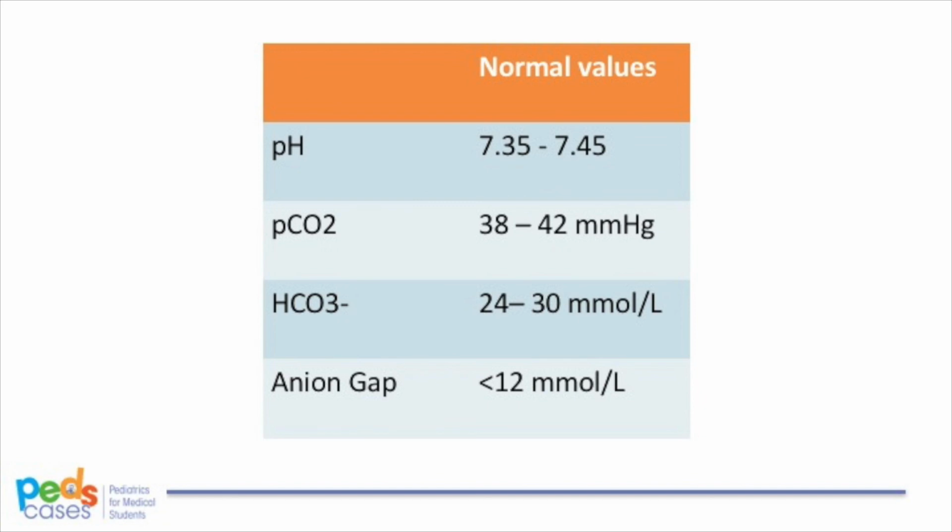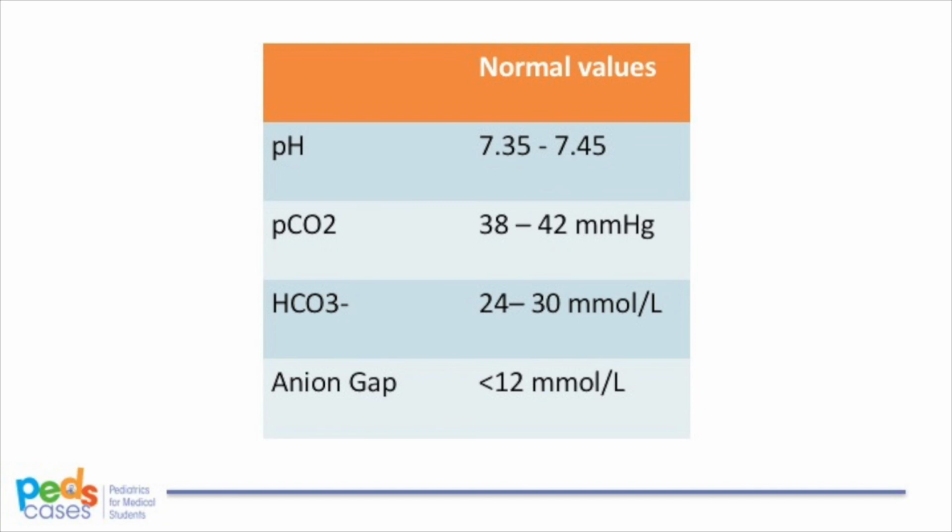Number 4. Now look at the bicarb and compare to normal values, which is normally 24 to 30 millimoles per liter. Is the bicarb low? Next, look at the pH. If the bicarb is low, suggesting a base deficit, and the pH is low, then it's a metabolic acidosis. Is the bicarb high? Next, look at the pH. If the bicarb is high, suggesting a base excess, and the pH is high, then it's a metabolic alkalosis.